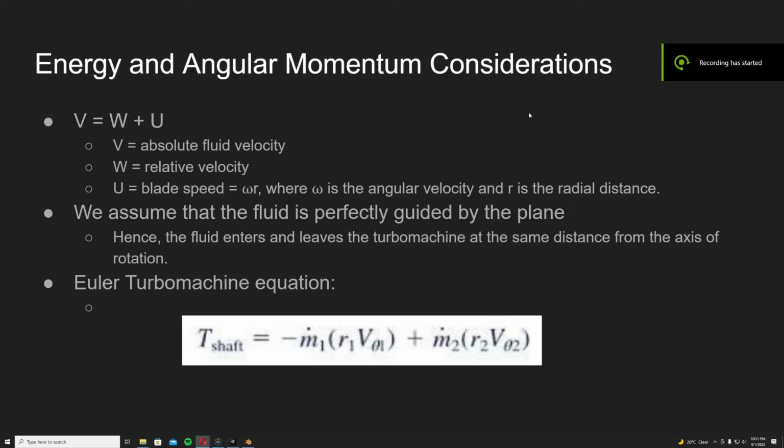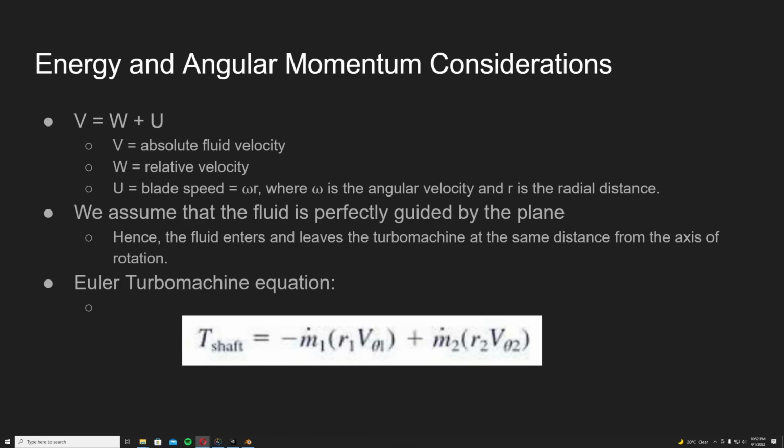Hey guys, it's Patrick, and I'm going to be continuing by talking about a little bit of the mathematics behind turbo machines. To start off, the equation V equals W plus U is really important, where V is the absolute fluid velocity, W is the relative velocity with respect to the moving fan blades, and U is the blade speed, which is equal to omega R, where omega is the angular velocity and R is the radial distance.